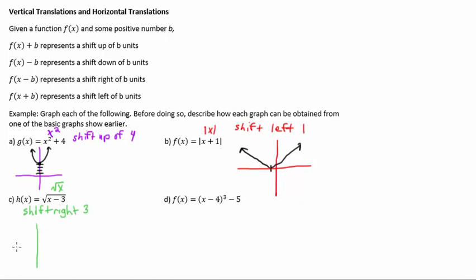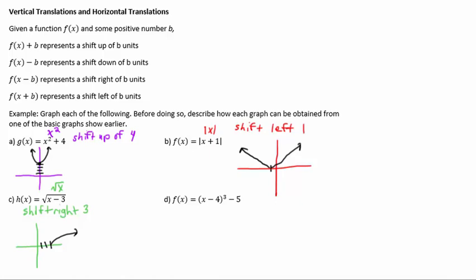So the square root function is kind of a weird function. It starts at (0, 0) and it goes up and to the right. It's actually half of a parabola laying on its side. And so instead of starting at (0, 0), we're going to move it to the right 3, and there's our square root function.